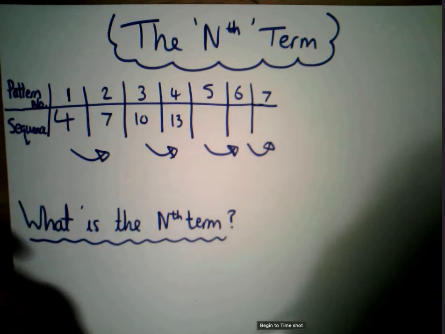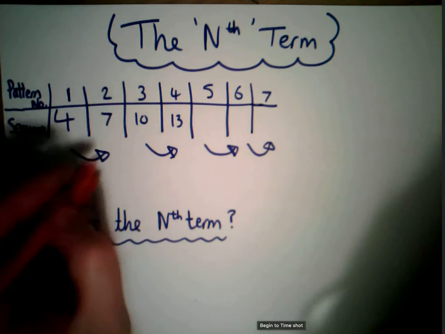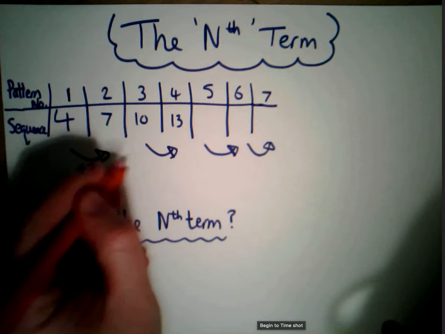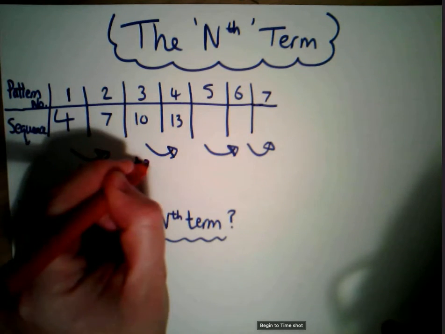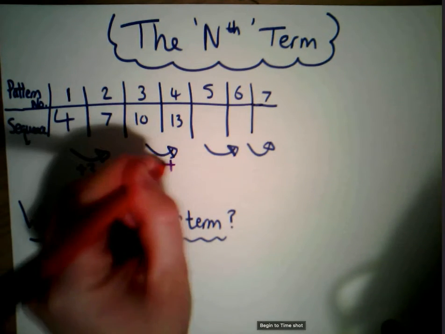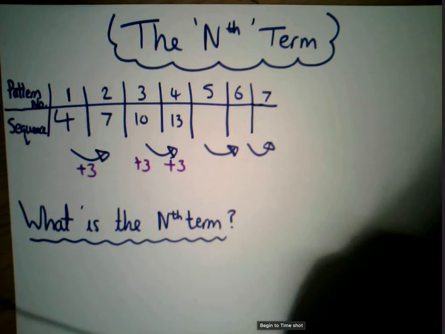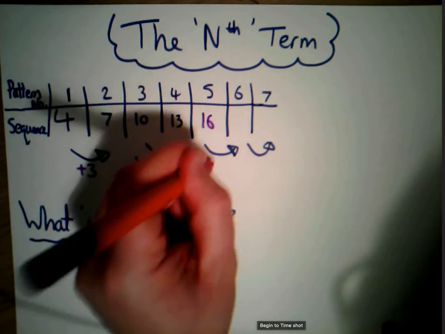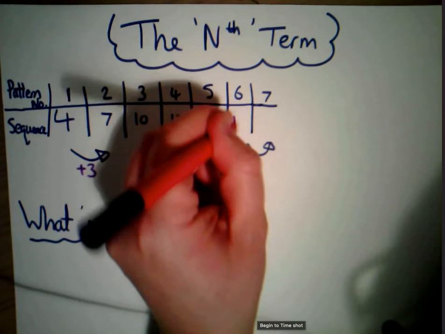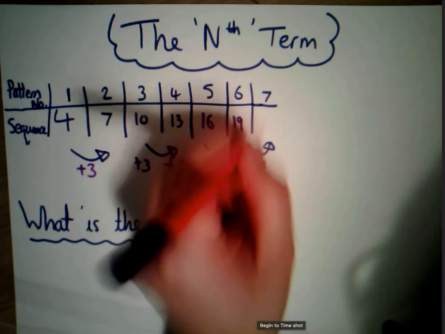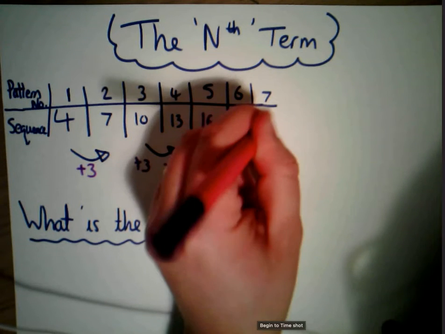We need to see what they're going up in, okay? 4 to 7, we add 3. 7 to 10, we add 3. 10 to 13, we add 3. So straight away we can work out the next numbers quite quickly now. Now we know our system. Add on 3, 16. Add on 3, 19. Add on 3 at 22.